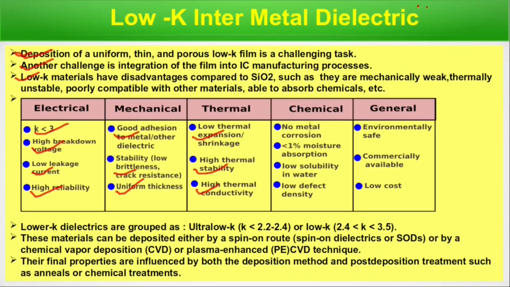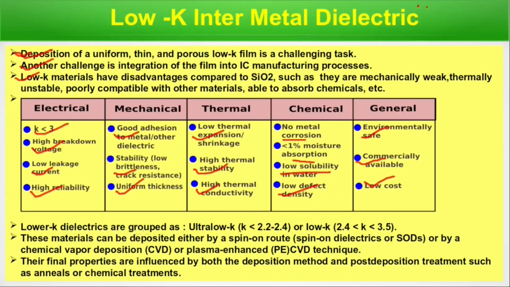Now chemical properties: no metal corrosion, it should not react with the metal, or in the presence of this dielectric, the metal corrosion should be less than 1%. Moisture absorption, because most of the time low-K intermetal dielectrics are porous. Moisture is present in air. Moisture or water particles can be absorbed by this material. They are very prone to that. So lower solubility in water, low defect density. General: environmentally safe, commercially available and low cost. Environmentally, that material should be safe, commercially it must be available and the cost should be low. So these are the properties required for a low-K intermetal dielectric.